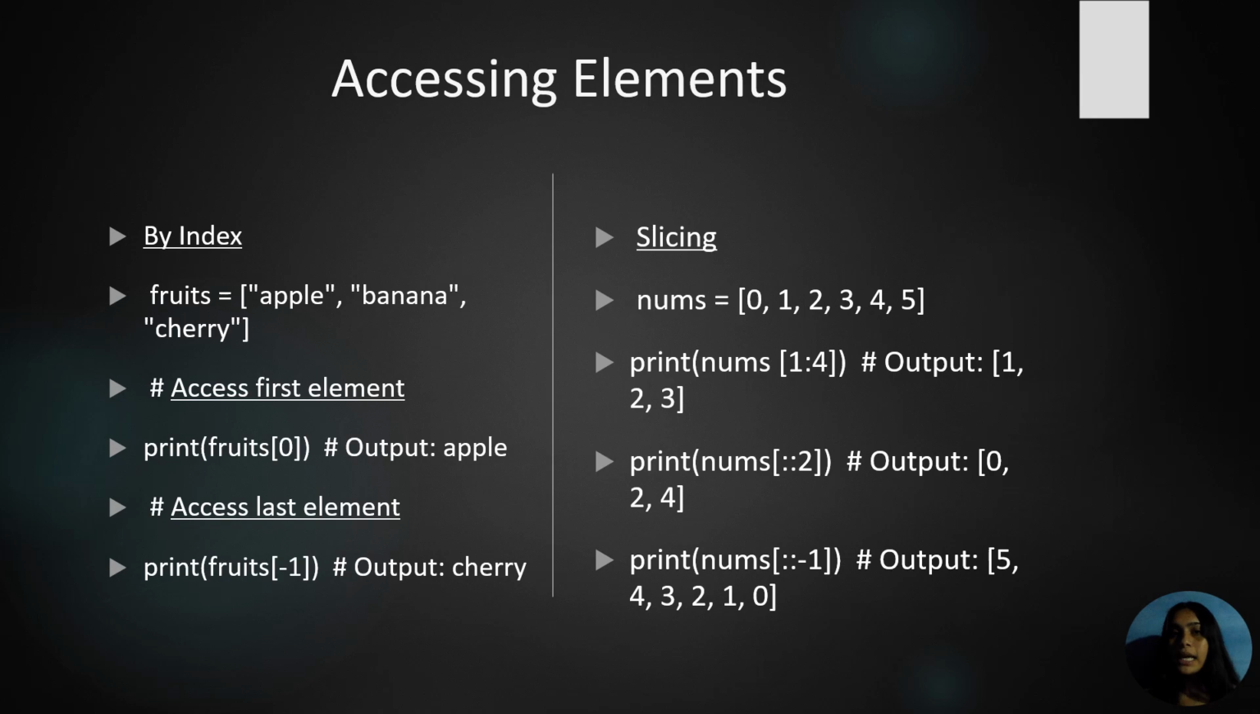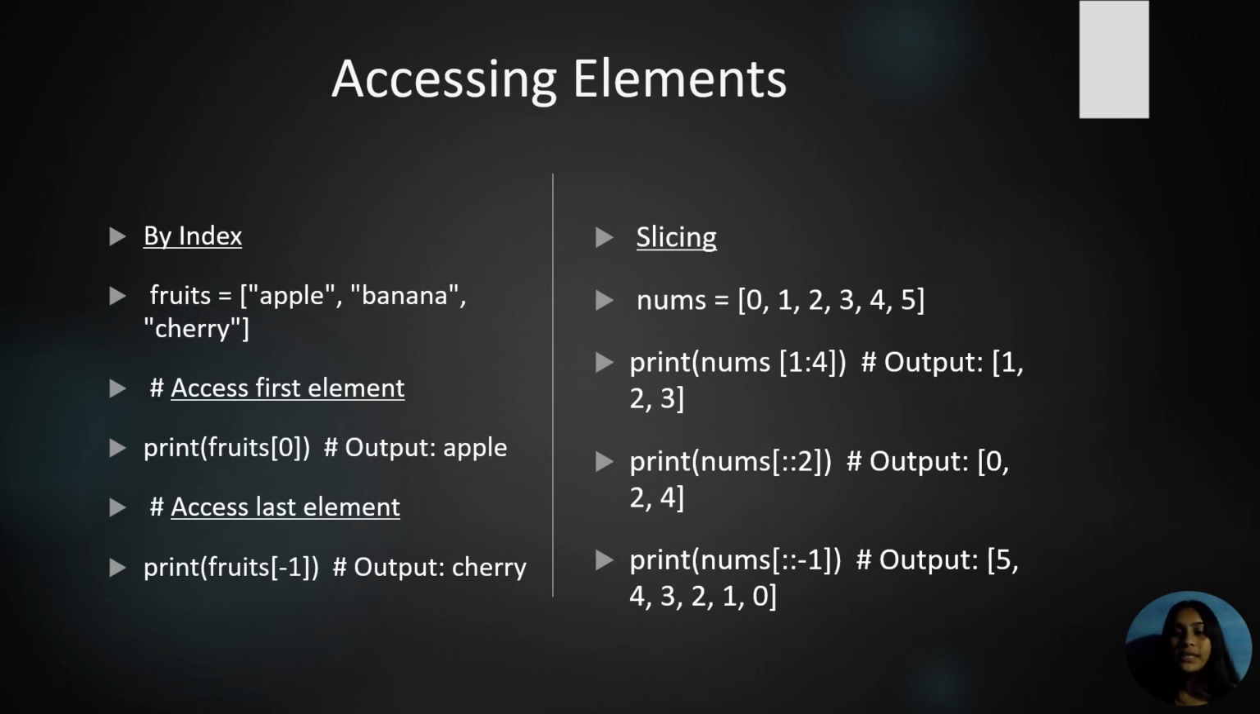And then we want to access the last element. Here you can access the last element even in negative order. So for example, -1. Here the output will be cherry.